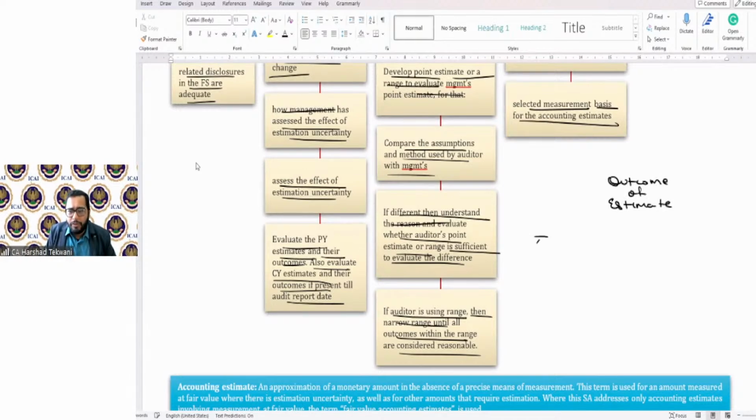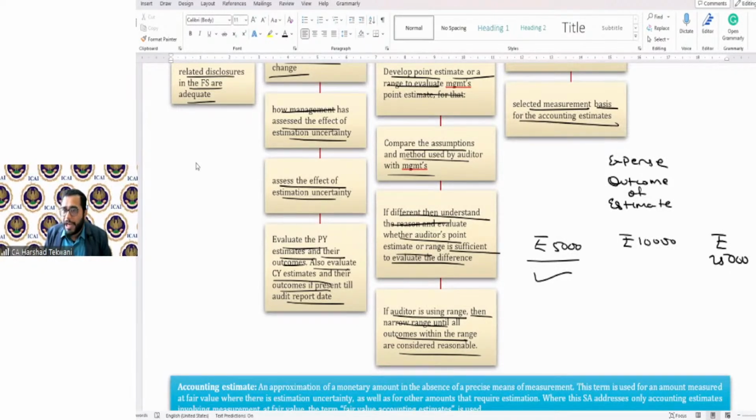Let's say one of the outcomes was rupees 5,000, another was rupees 10,000, and another was rupees 25,000. Now, that was the outcome of an expense. So management was biased, that okay, I want to show lower expense. So management selected this one. Now that doesn't mean this is incorrect.